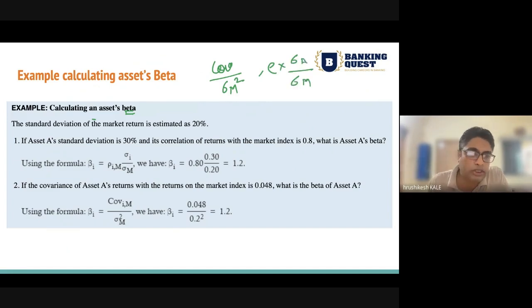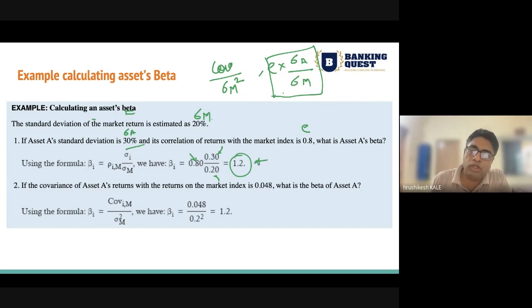So let's see what is given. For asset A, standard deviation is given, correlation, rho, is given, and the standard deviation of the market is given. So just use this formula, put in the values 0.8, 0.3, and 0.2. The beta came out to be 1.2. Because it is more than 1, it is cyclical in nature.